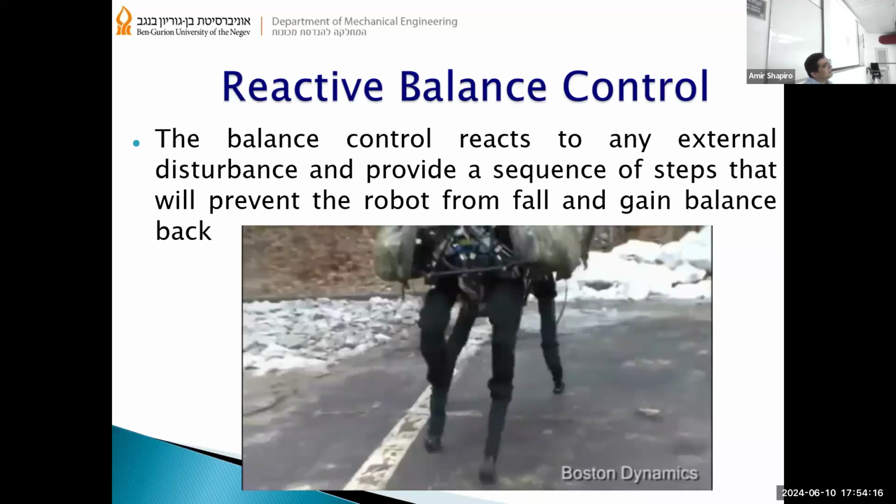They don't use reinforcement learning here. They didn't do reinforcement learning. Maybe now they do a little bit. I'm sure they do. This robot is reactive control.